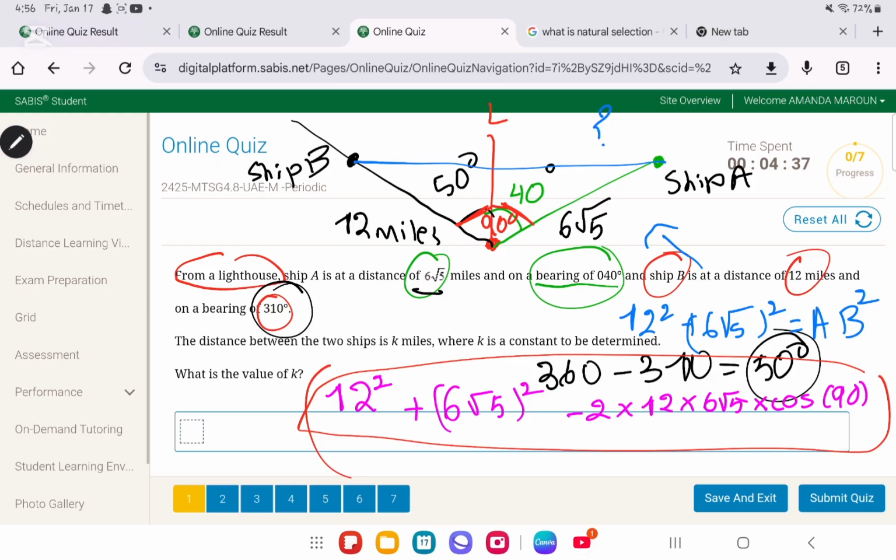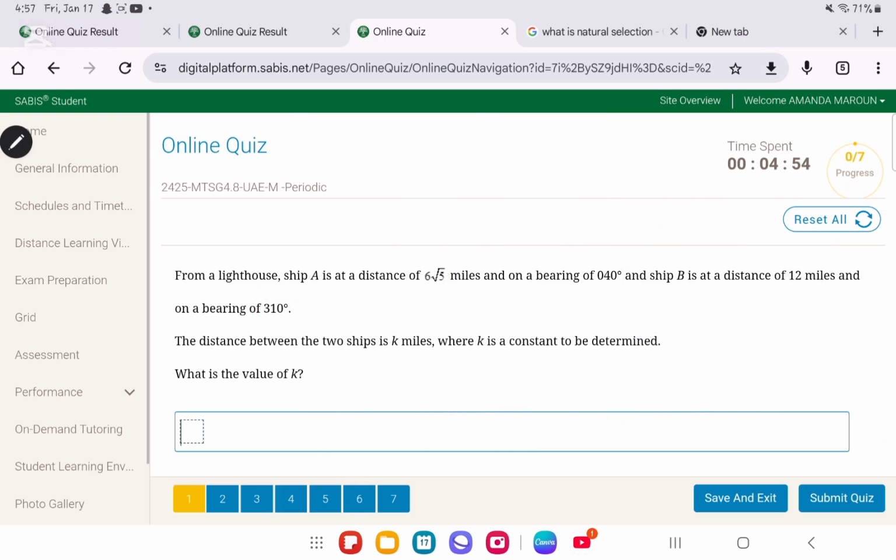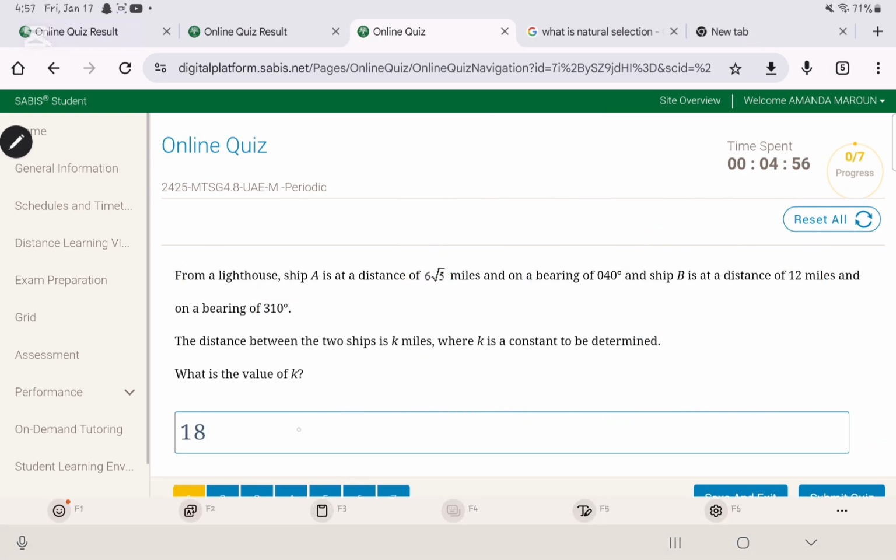So 12 squared plus (6 radical 5) squared. Please be careful how you put it on the calculator, because it might take it wrong. You are gonna get 324. Then do radical 324. You are gonna get 18. And so then our answer is gonna be 18.